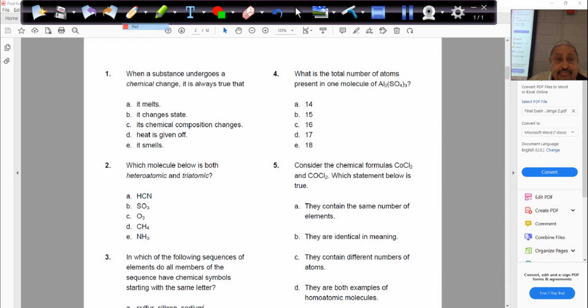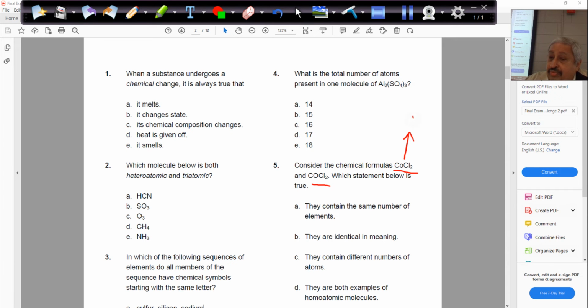Number 5. Consider the chemical formulas. This and this. We have this and this. What's the difference between those two compounds? Somebody will tell me, please. What's the difference?